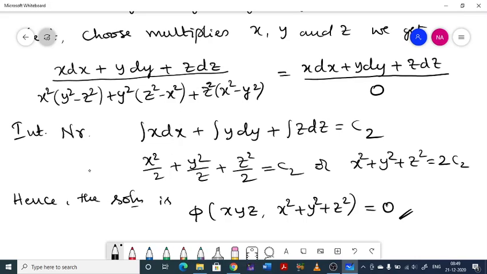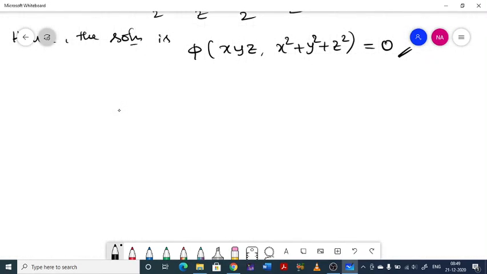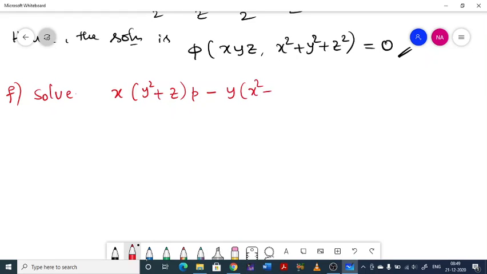Next, let us try to solve one more. Solve x times of y square plus z into p minus y times of x square plus z into q equal to z into x square minus y square.